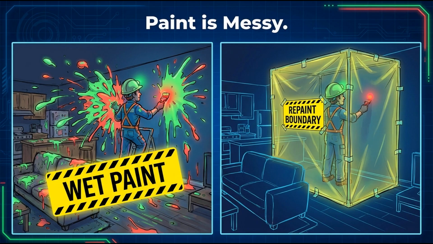Paint is messy. On the left, a builder is slapping wet paint, and it splatters everywhere, hitting the kitchen, the sofa, the walls. On the right, the builder is inside a RepaintBoundary tent. He can paint all day, and the mess stays contained. That is what RepaintBoundary does.